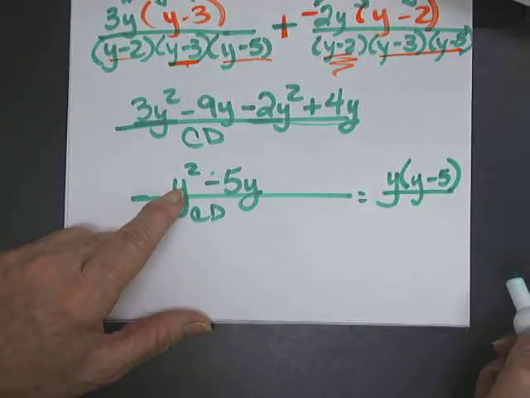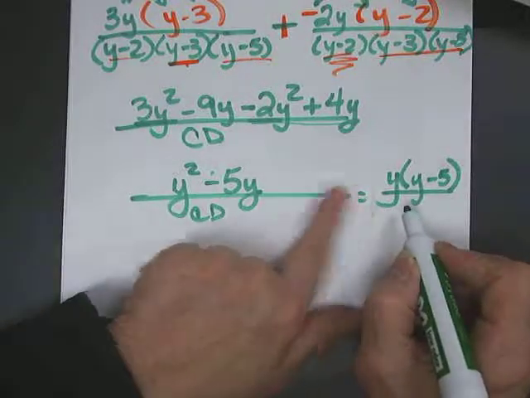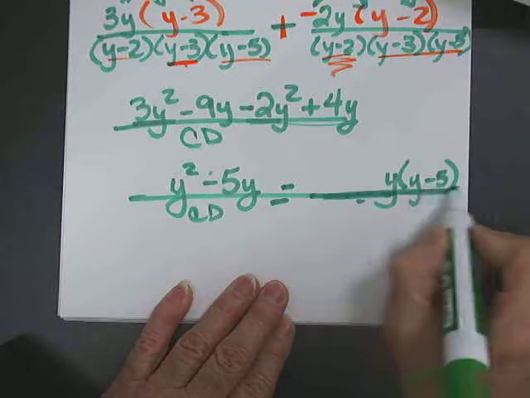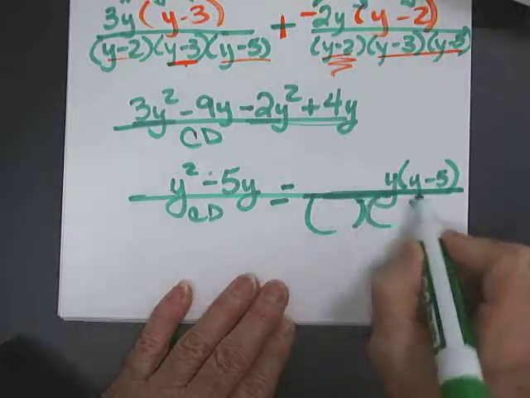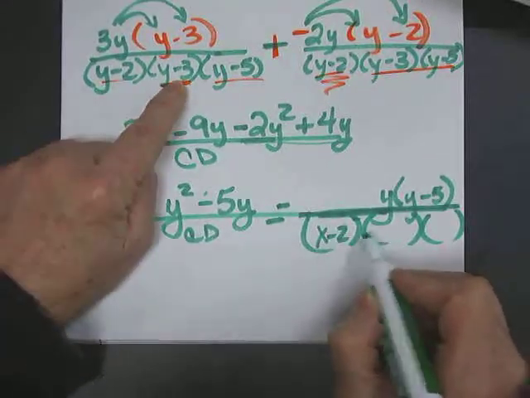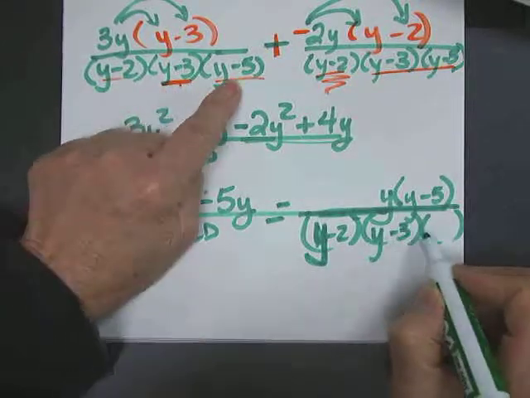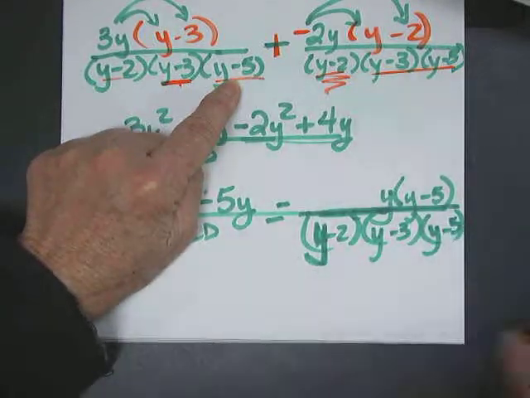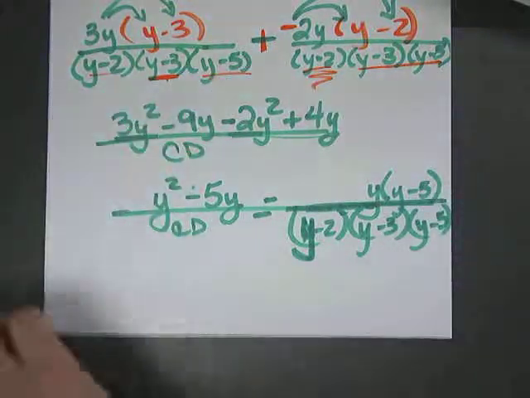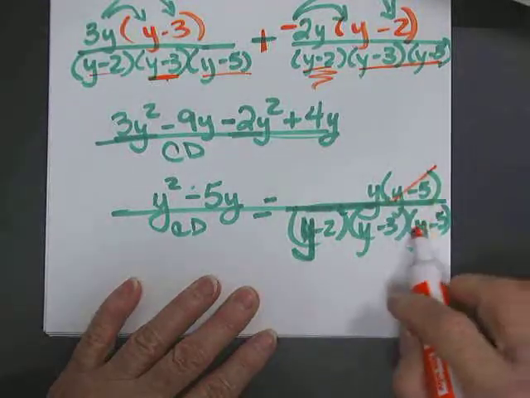Combine like terms. y squared: 3 minus 2 is 1, just 1 y squared. Then we have y's: negative 9, positive 4, negative 5. That's going to factor, so I'm still going to put CD there. This factors to y times y minus 5.